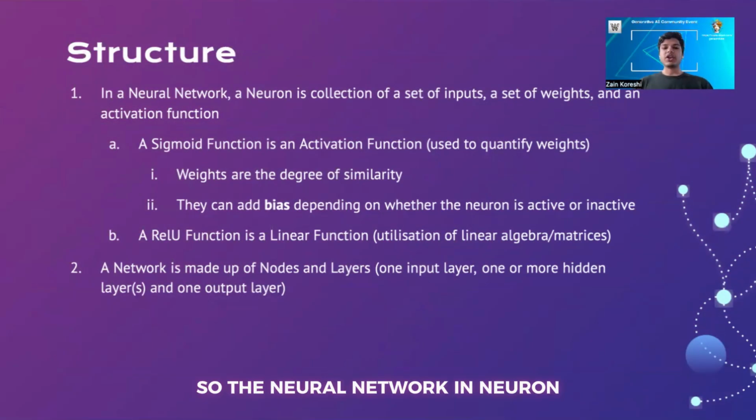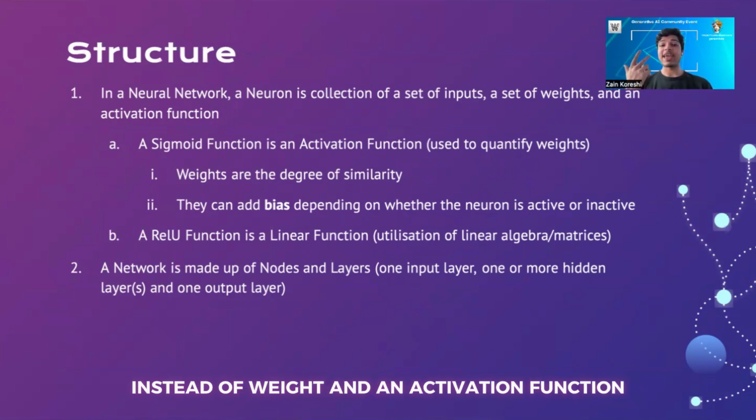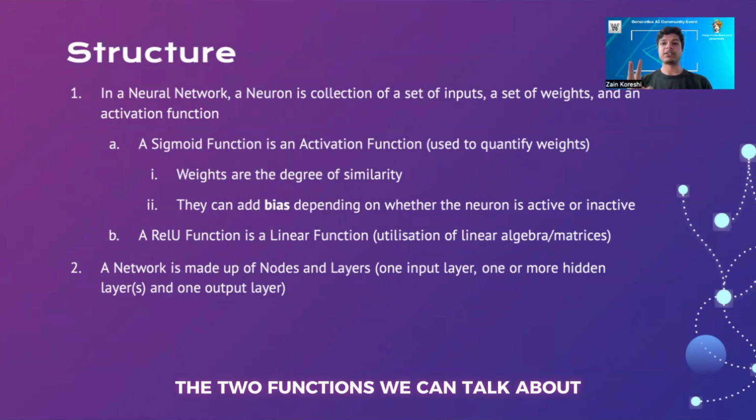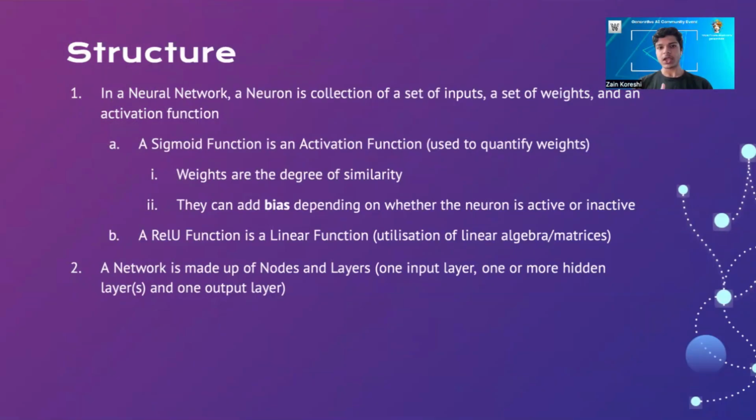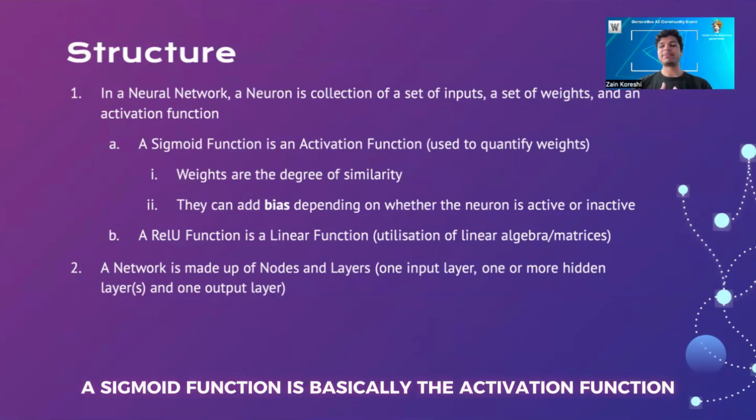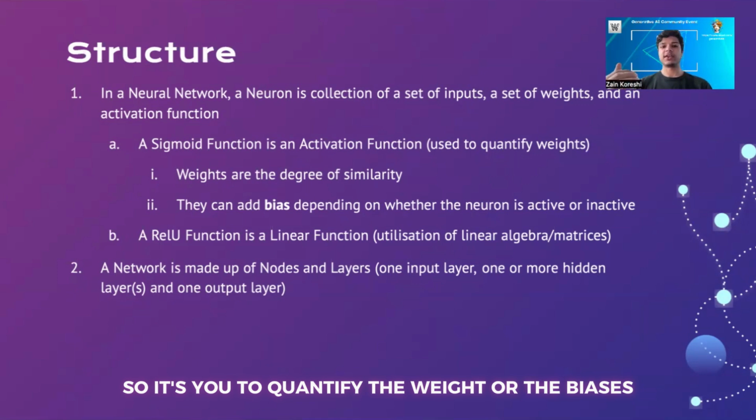In a neural network, a neuron, which is the basic unit, is a collection of a set of inputs, a set of weights, and an activation function. The two functions we're going to talk about are sigmoid functions and ReLU functions. A sigmoid function is basically the activation function, so it's used to quantify the weights or the biases.